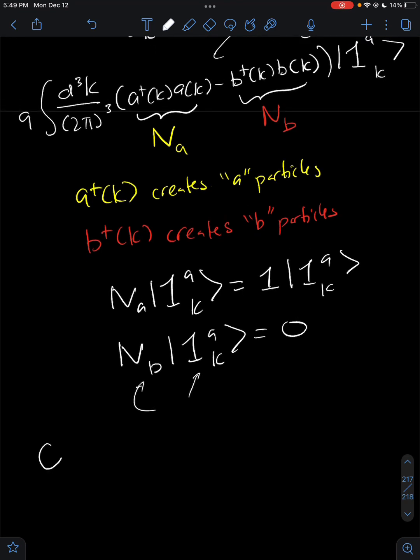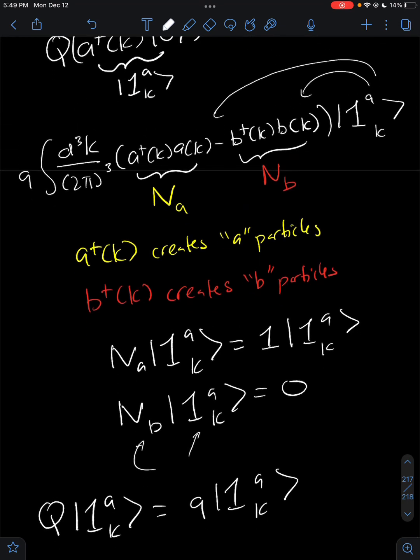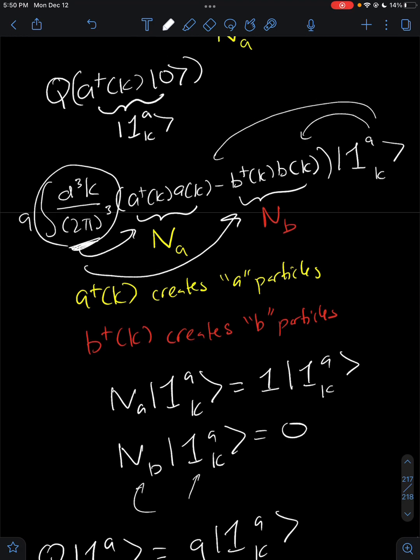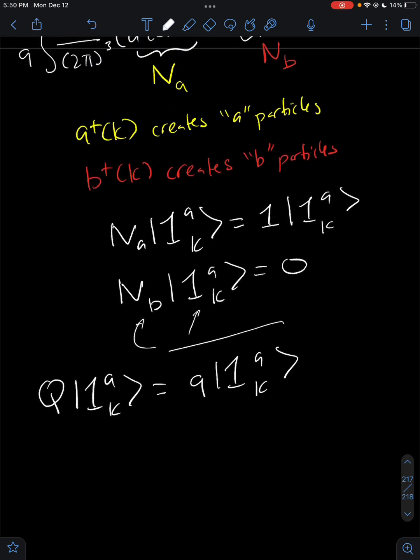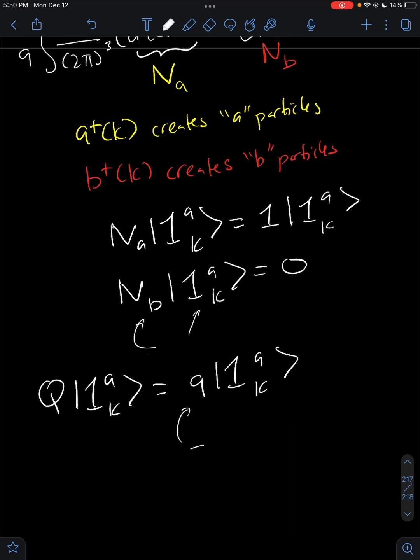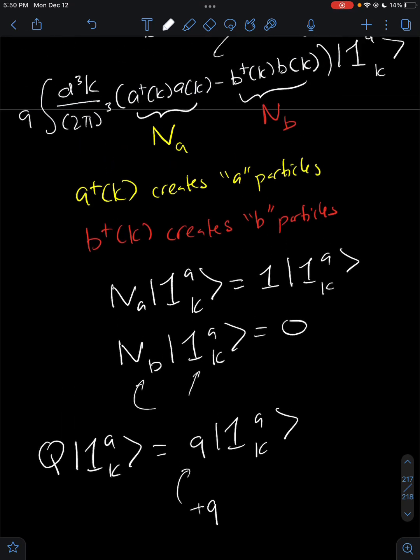So as a result, we're going to have that Q acting on one A particle is going to give us Q times that 1A particle. Also, technically speaking, the number operator contains this integral over here, but I'm too lazy to write it out for each one. So that's what we get when we act with the charge operator on the 1A particle. We find that it has a charge of positive Q. And the value of Q can be determined by experiments, basically.